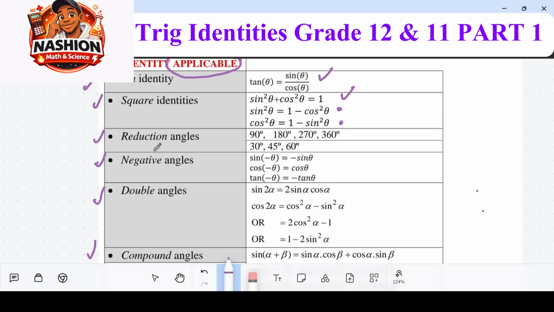And from that, we can also make sine squared theta the subject of the formula or cos squared theta the subject of the formula. Then reduction angles identities, where the main angles are 90, 180, 270 is usually not applicable in the CAPS curriculum, and the other main angle is 360. Then 30, 45, 60, these are called special angles.